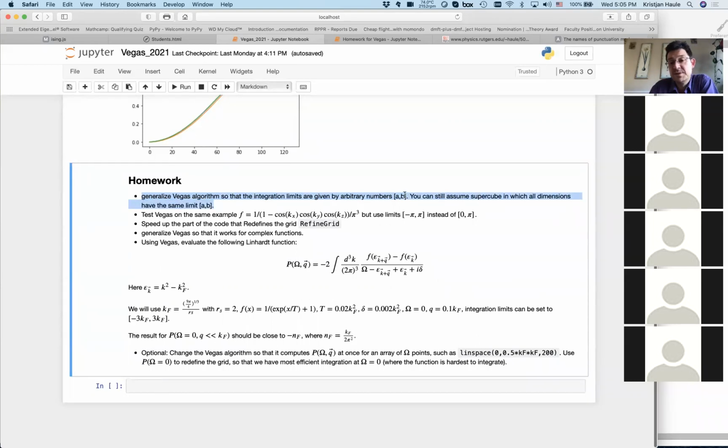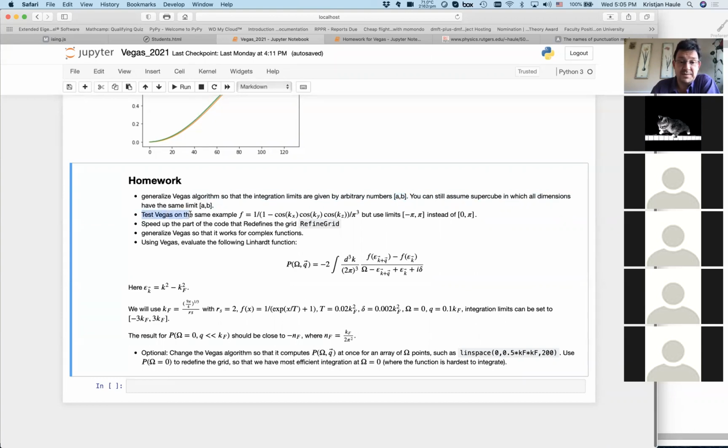In principle, we could generalize the algorithm in such a way that A and B for each dimension are different. So it's a generalized hypercube, which has a different shape in every dimension. But at least for the things that we're going to do here, this is not necessary, so we're going to avoid this most general case, although the change is not complicated, it's easy.